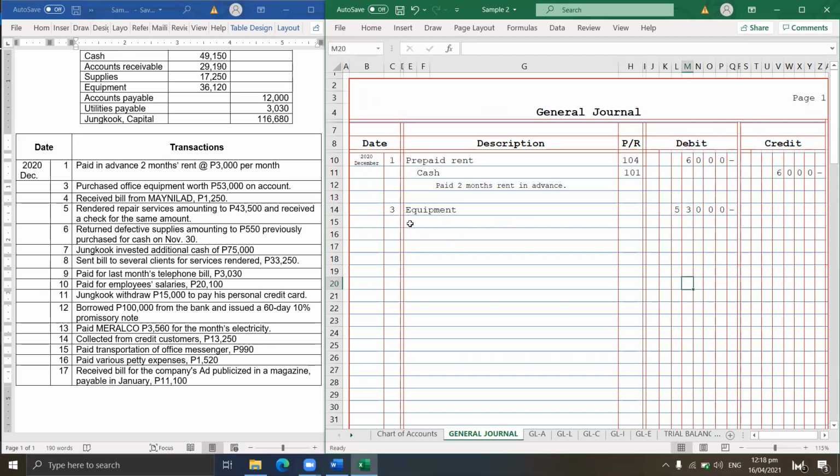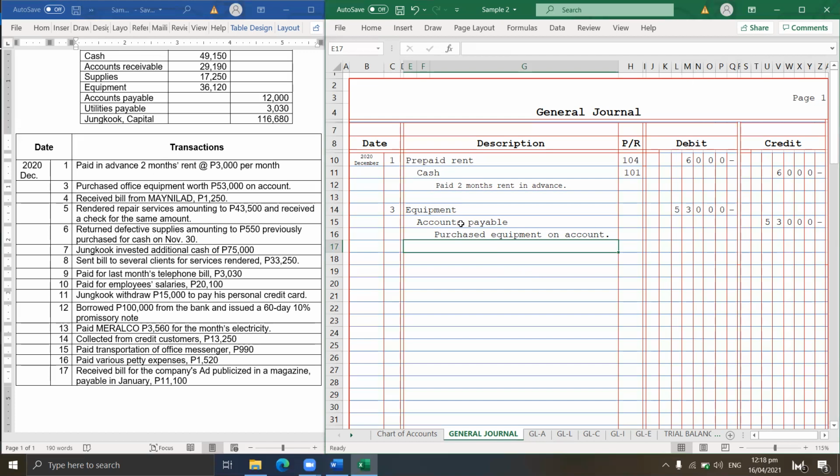And then, of course, we will be crediting accounts payable. So do not forget to indent it. So credit accounts payable, and that is also amounting to 53,000. Then let's have a short explanation: purchased equipment on account.